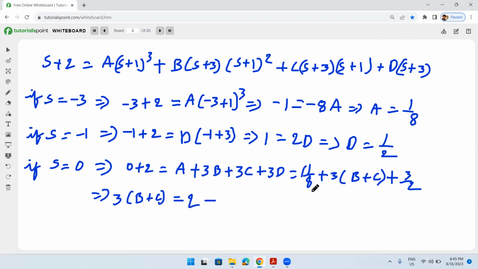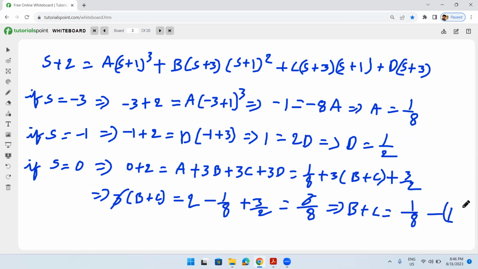is 2, and taking 1 by 8, 3 by 2 to the left hand side, that is here on the right hand side, minus 1 by 8 plus 3 by 2. Okay. So the value becomes what? 2 minus 1 by 8, 3 by 2. You can use calculators to do that one. So I'll tell you, 16 minus 1 minus 12, that is 3. So 3 by 8 we get. We can do it manually or using a calculator also. So we get simply 3 by 8, so that this 3 can be cancelled. We get b plus c value is just 1 by 8. Put it as equation 1.